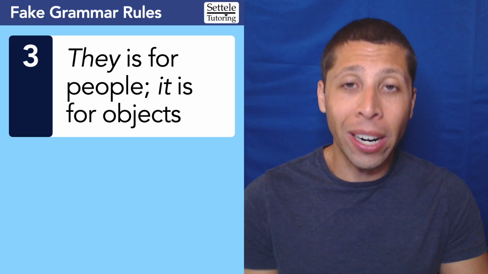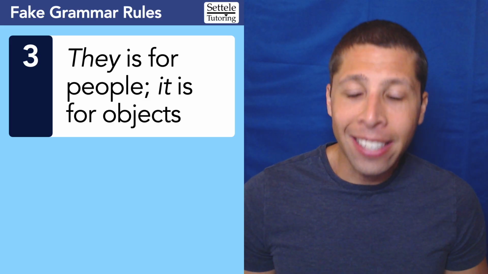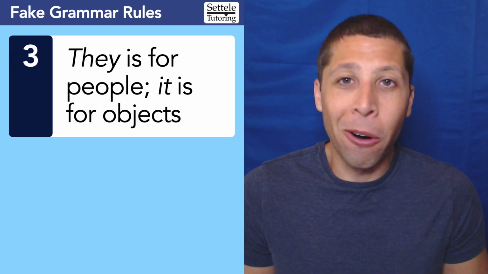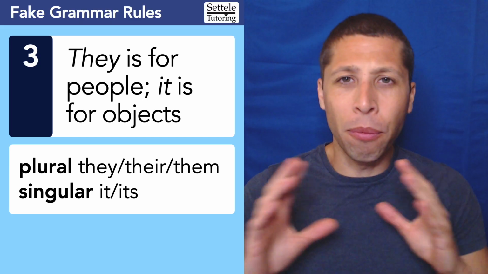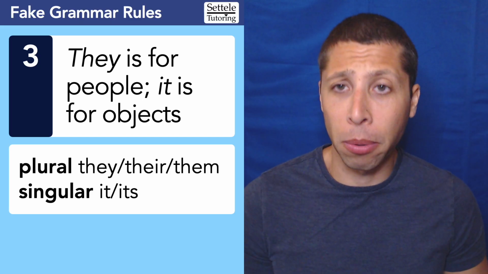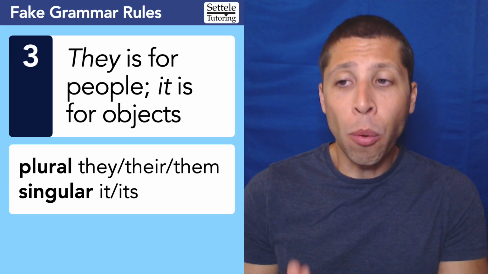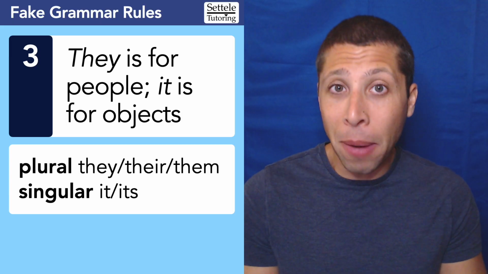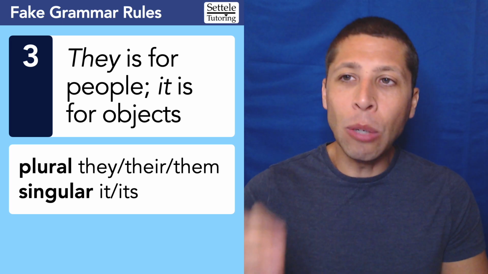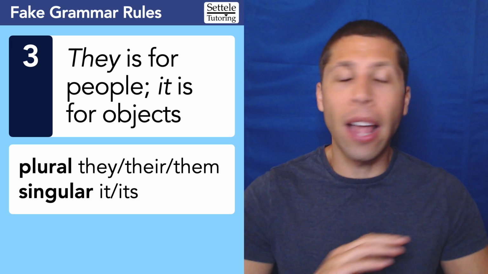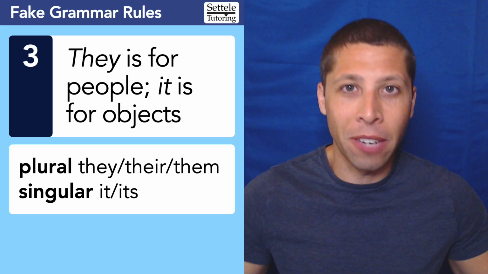Number 3, I don't know where everyone learns this, but they think that the word "they" is for people and "it" is for objects. No, this is just so wrong. And so it really gets people kind of thrown off. The real difference between these rules has to do with singular and plural. The words they, their, and them are plural pronouns, whereas the words it and its, without an apostrophe, are singular pronouns, okay? And I don't know why everyone tells me that "they" is for people. This is something that pretty much 75% of my students tell me when I ask them what the difference is between "they" and "it."